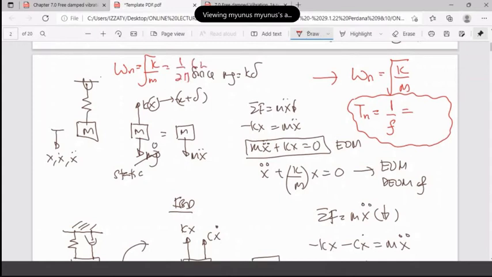This one is omega n, isn't it? This one is radian per second. This one is in hertz. I totally agree with you. But I want this one in terms of omega. So it becomes what? Yes, correct. 2 pi by omega.